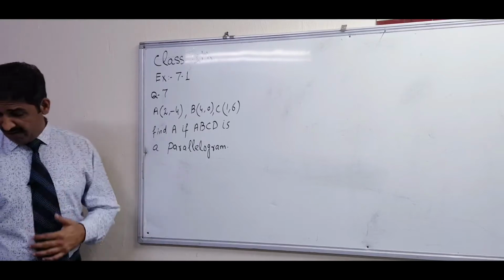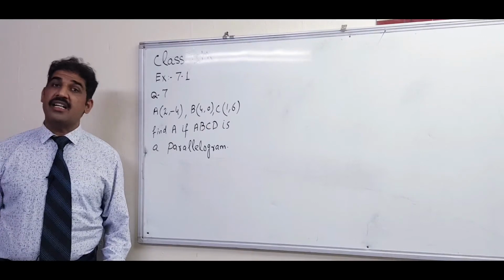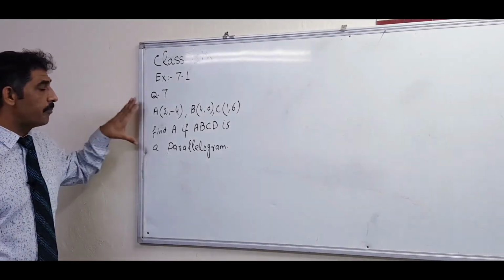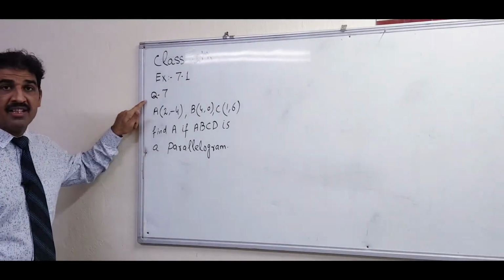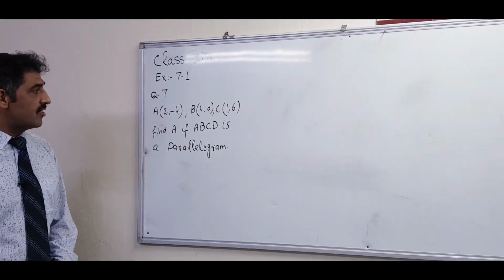Question number 7, question number 8, 9, 10, 11. They are all the same type. If you properly understand question number 7, then you can easily solve 7 to 11. So what is the statement of the question?